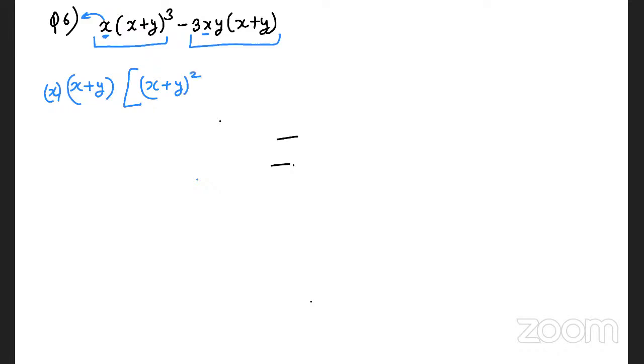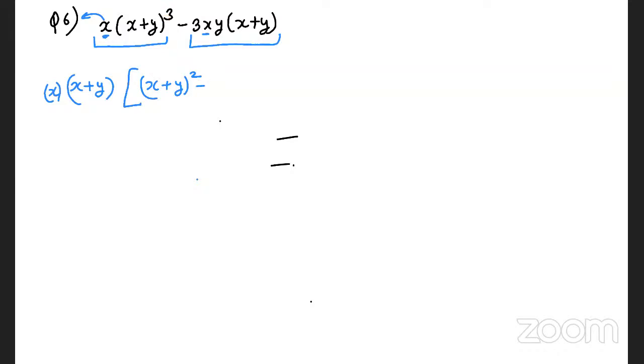Yes or no? This was x into x plus y whole cube, and this x has gone out. And x plus y cube was there; out of this, one x plus y went out. So the remaining behind is 2, 1. So that's why I wrote 2.